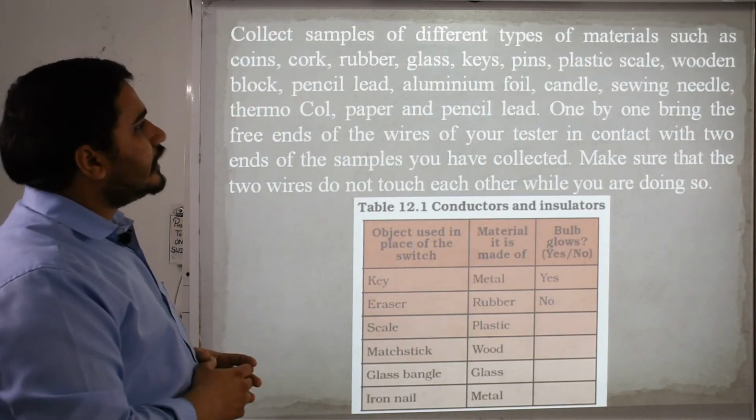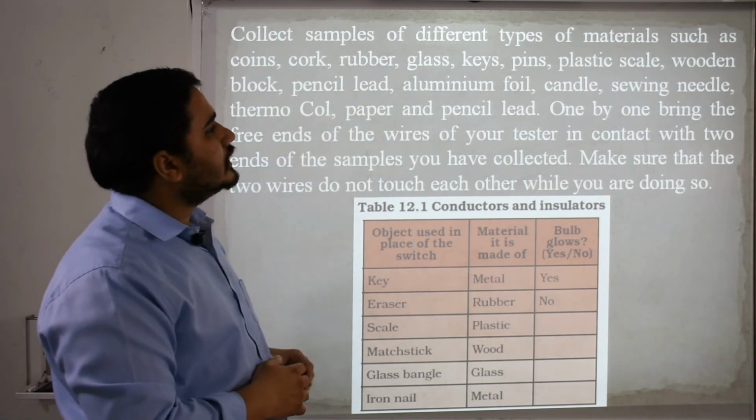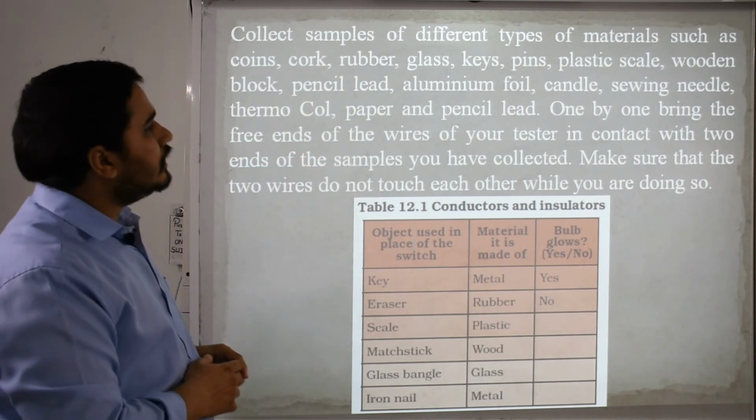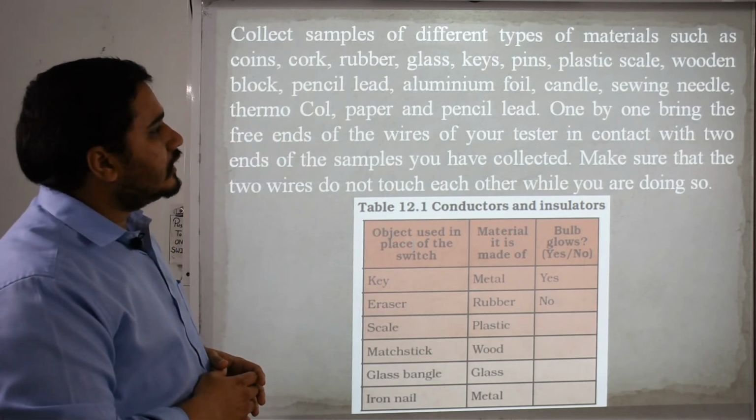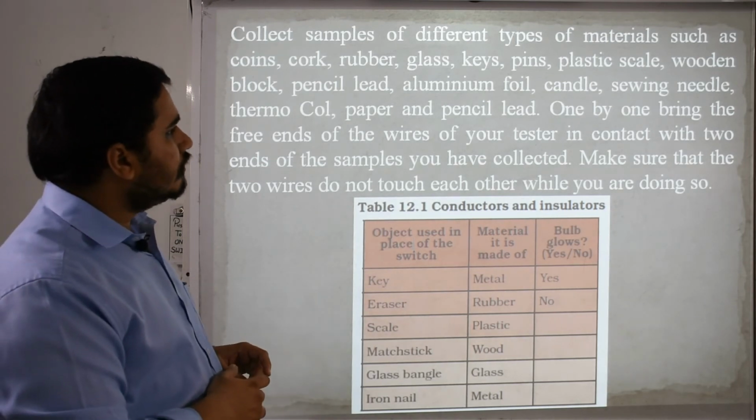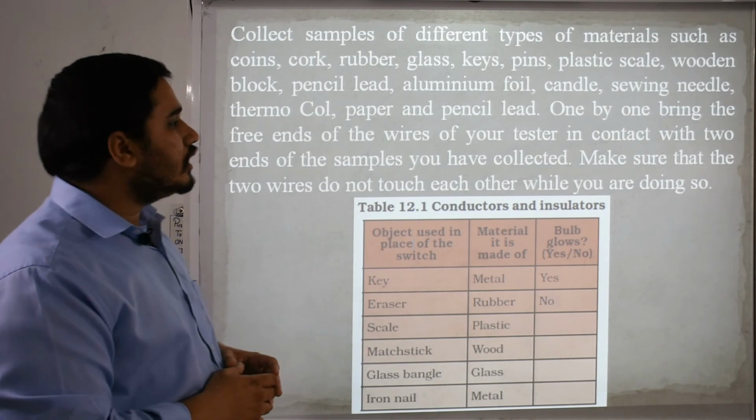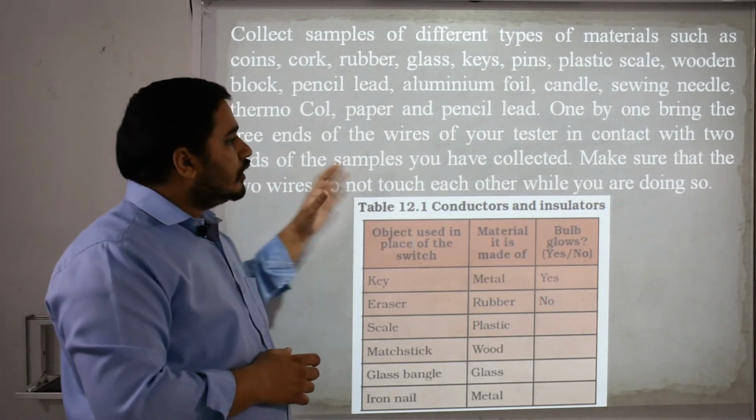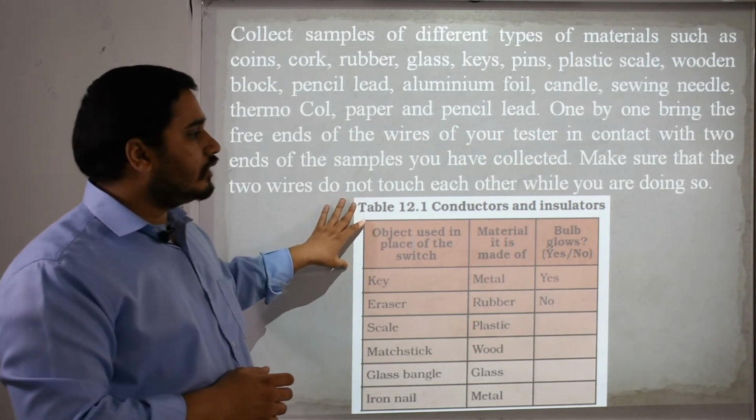Collect samples of different types of materials such as coins, cork, rubber, glass, keys, pins, plastic scale, wooden blocks, pencil lead, aluminum foil, candle, sewing needles, thermocol, and paper. One by one, bring the free ends of the wires of your tester in contact with the two ends of the samples you have collected. Make sure that the two wires do not touch each other while you are doing so.